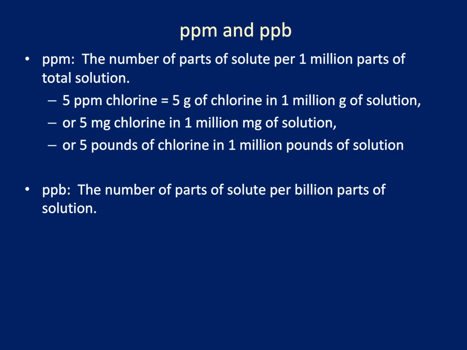Parts per million and parts per billion are often used in environmental science and analytical chemistry. Parts per million is the number of parts of solute per 1 million parts of total solution. For instance, 5 ppm chlorine is 5 grams of chlorine in 1 million grams of solution, or 5 mg of chlorine in 1 million mg of solution. Parts per billion is the number of parts of solute per 1 billion parts of solution.